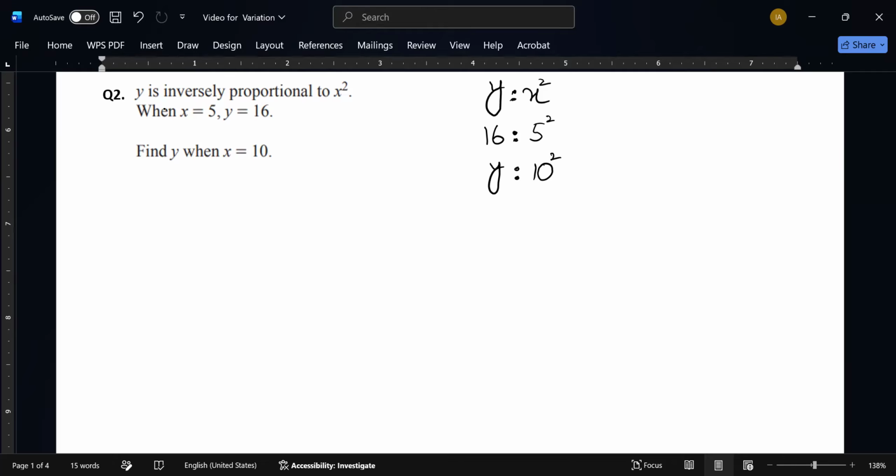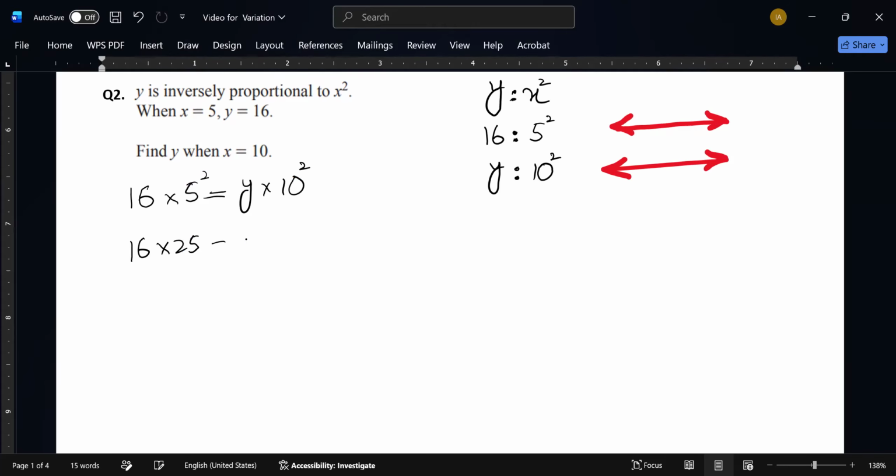Okay, it's inversely proportional. In this case, the multiplication will be applied in this pattern since it's inversely proportional. Means 16 multiplied by 5 squared and y multiplied by 10 squared. 16 times 25, y times 100.